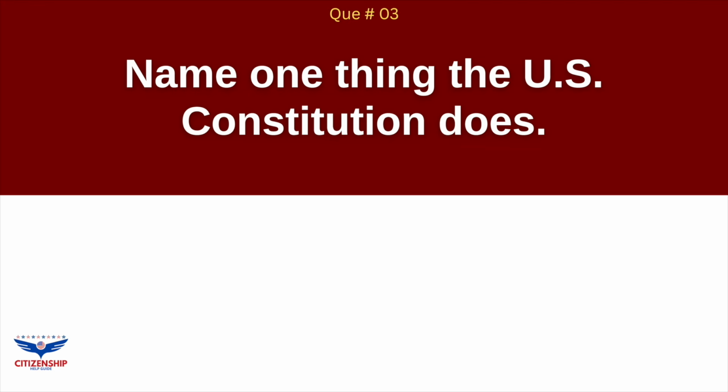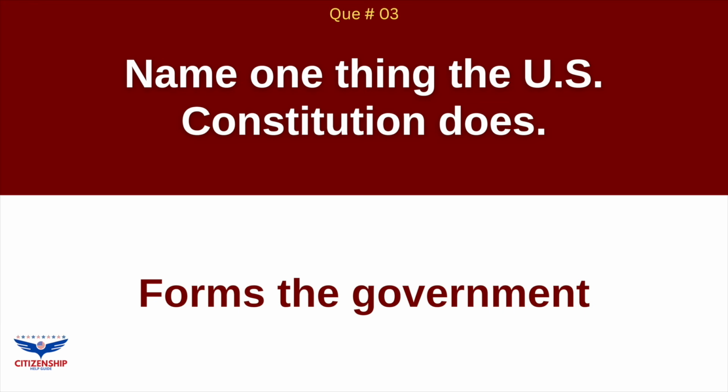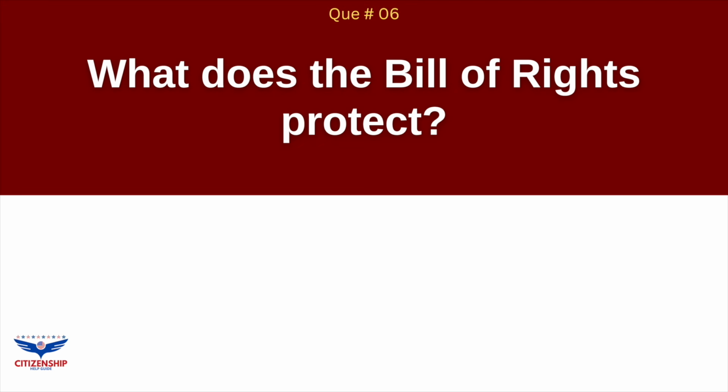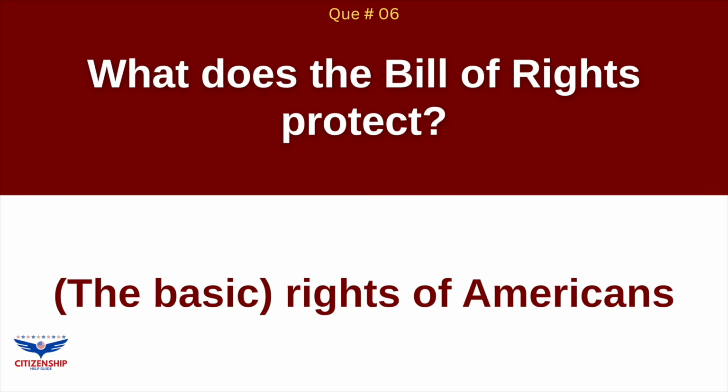Name one thing the U.S. Constitution does. Forms the government. Name one war fought by the United States in the 1900s. World War I. What does the Bill of Rights protect? The basic rights of Americans.